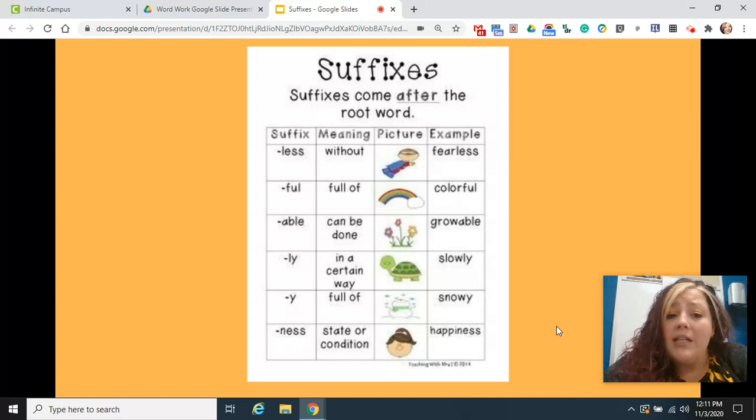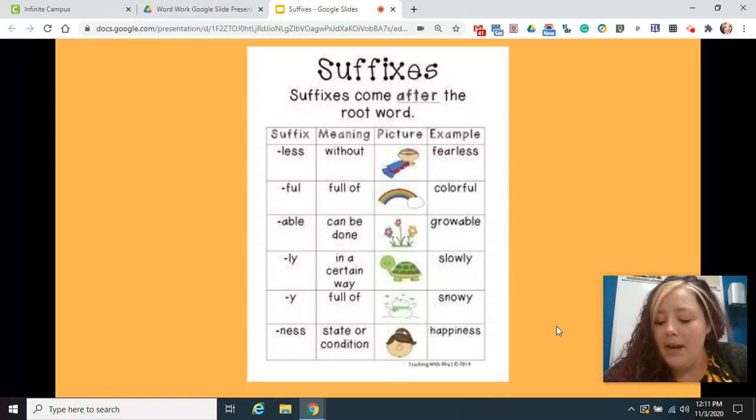So again, we have less, ful, ly. One we haven't talked about yet is able, A-B-L-E. And it's something that you can do, like growable. And then we've talked about ly, but we haven't talked about that y, and it means full of, like snowy. You'll want to watch my video on the sounds of y, because y can make the sounds e or i, depending on how many syllables are in the word. So if you're a little bit confused on when to use that, watch my video on the sounds of y, and that'll clarify that for you.